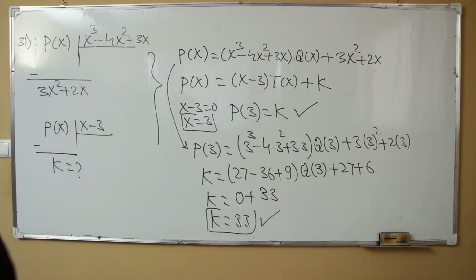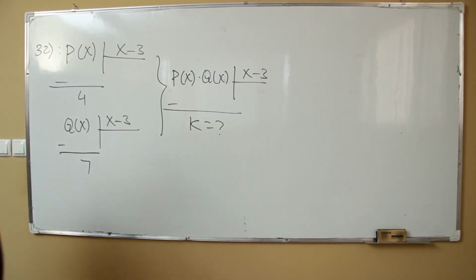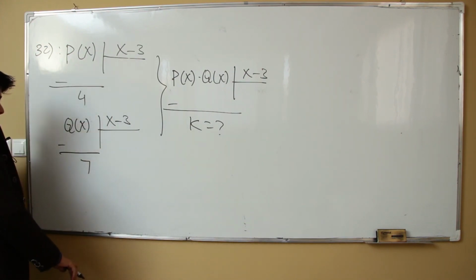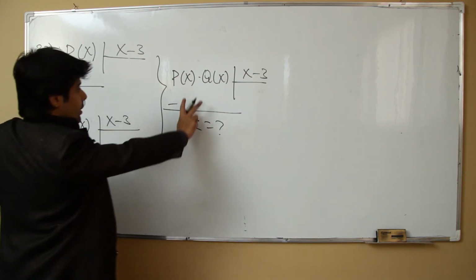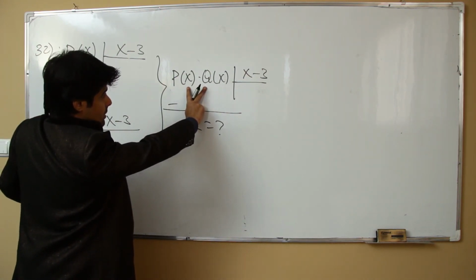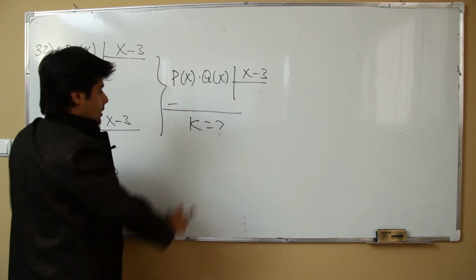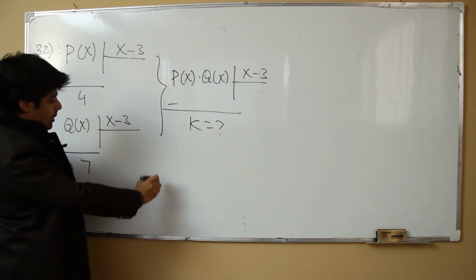Write it, please. Question number 32. It would be the last one. P(x) is divided by x minus 3. The remainder is 4. Q(x) is divided by x minus 3. The remainder is 7. Now, if we multiply P(x) with Q(x) and both of them are simultaneously divided by x minus 3, what would the remainder be?